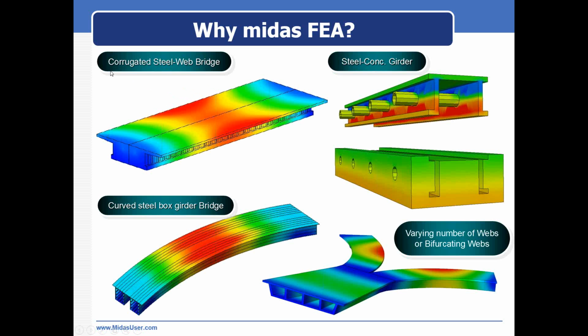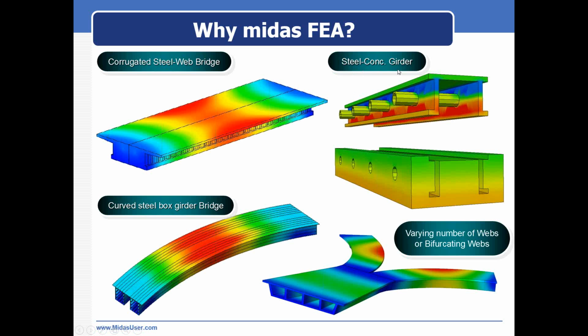Next is the corrugated steel web bridge. Corrugated steel web sections can be defined in Civil, but with some limitations. Plus, we cannot get the stresses at the corrugations, and corrugations are not that detailed in Civil as compared to FEA. When it's a more detailed model, we get the detailed results as well.